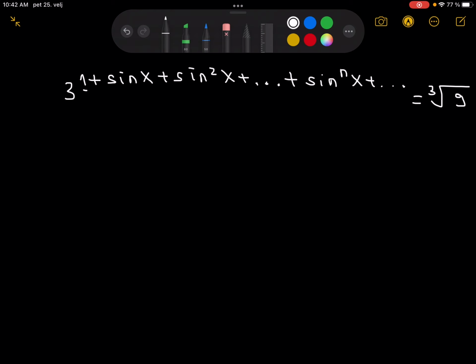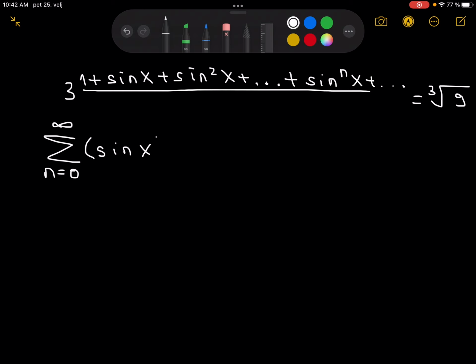So let's just look at this series right here, and let's notice that we can write this series as the series as n goes from 0 to infinity of sine of x to the power of n. Now we see that this is a geometric series, and the series is actually always going to be convergent if the absolute value of sine of x is less than 1.